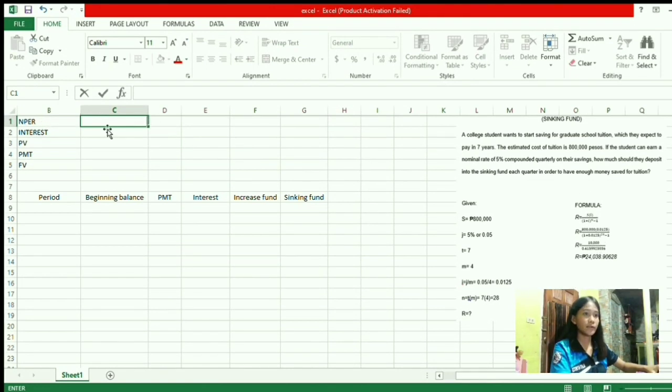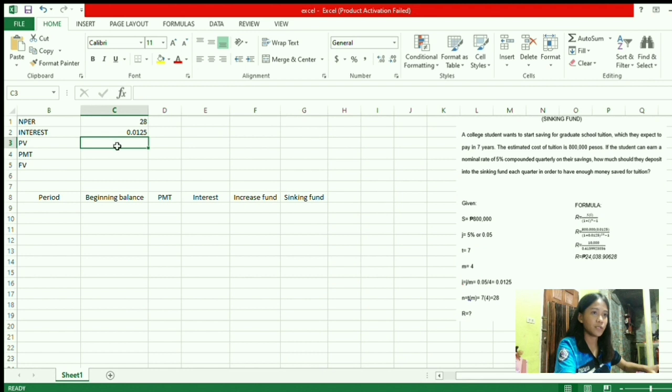To check our answer, we need to use Excel. Our NPER here is 28 periods, so put 28. For our interest, put 0.0125. Then our present value is 0. And for our PMT, which is 24,038.90628.